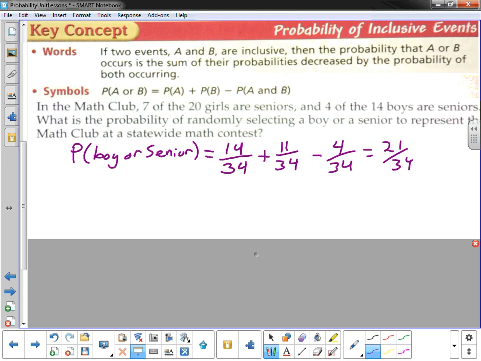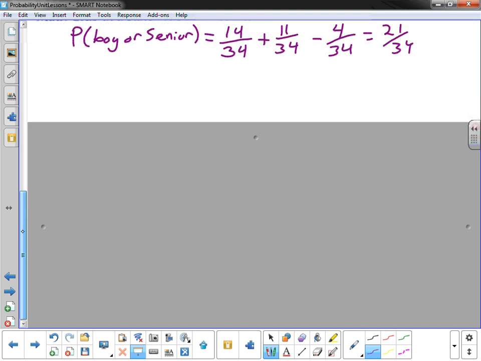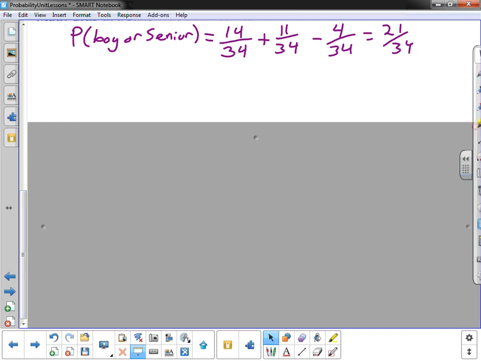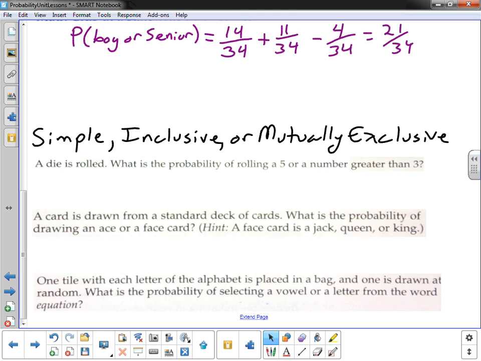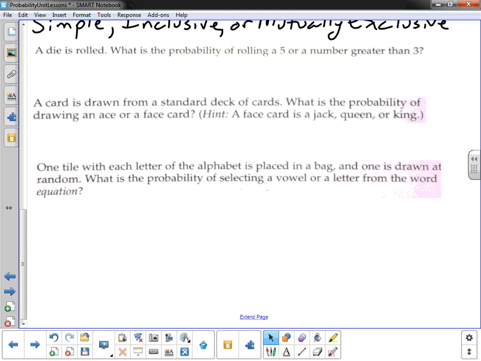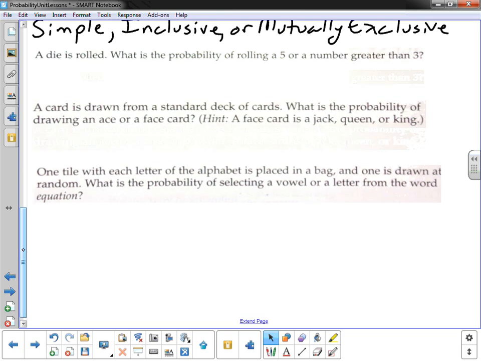Okay, so that's how we calculate these. Now I've got a few problems here I'd like us to look at, in which I want you to first think: is it a simple, an inclusive, or a mutually exclusive problem? Here's what we've got to start with. A die is rolled. What is the probability of rolling a 5 or a number greater than 3?